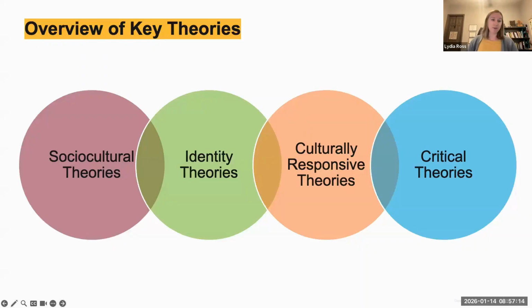So here are the four that I'm going to highlight today. And these are big bodies of theories. So each of these have theories underneath them. So these are just kind of like big buckets that I've grouped together, but I think they're salient and can be helpful for education research. So sociocultural theories emphasize interaction and context, whereas identity theories focus on self-recognition and belonging for individuals. Culturally responsive theories and frameworks emphasize culture as an asset, and then critical theories or perspectives emphasize power and structural conditions.